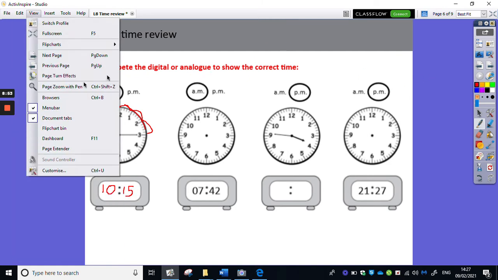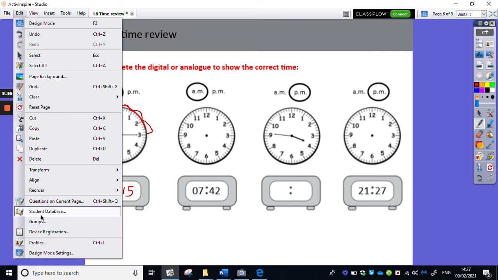Okay, so we're going to just have a look at our clock on the next one. Just bear with me a second.